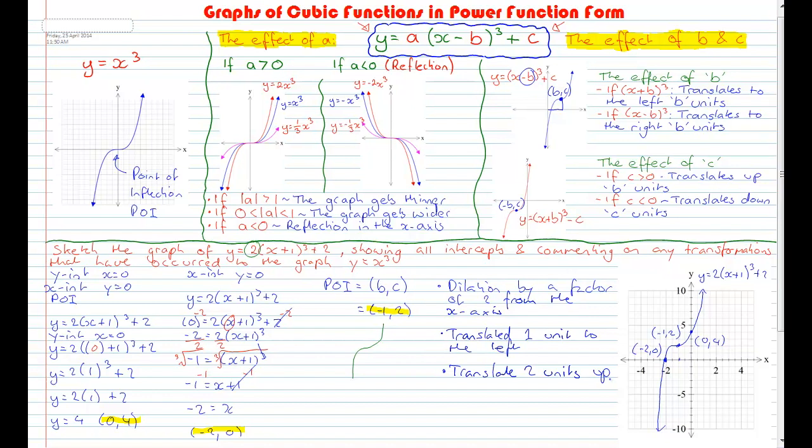And that there is how you sketch the graph of y = 2(x + 1)^3 + 2 and comment on any transformations. That is, there's been a dilation by a factor of 2 from the x-axis, it's been translated 1 unit to the left and translated 2 units up. Highlighting that now, you've got 1 unit to the left because this here is negative 1, and 2 units up, so it's 1 unit to the left and 2 units up.